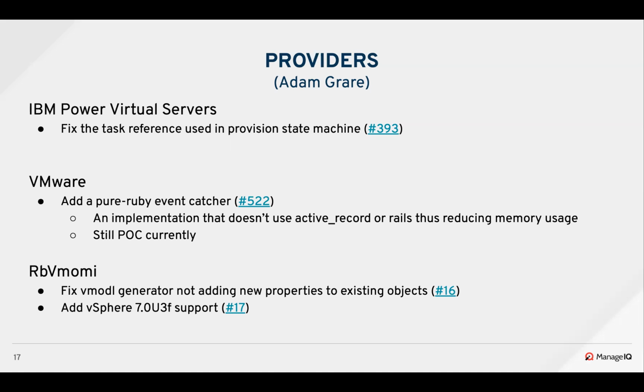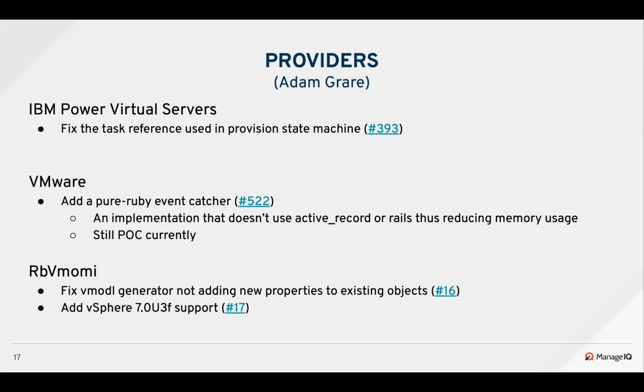For VMware, we added a POC of a pure Ruby event catcher that doesn't use Active Record or Rails at all. The memory usage for this is approximately 40 meg when a typical worker is in the 300 to 350 meg at startup. This is the pattern that we're looking to get to across as many provider workers as possible. This is just the first one that we put in, and we're going to try to get this to be the replacement for the Rails worker in the coming release.